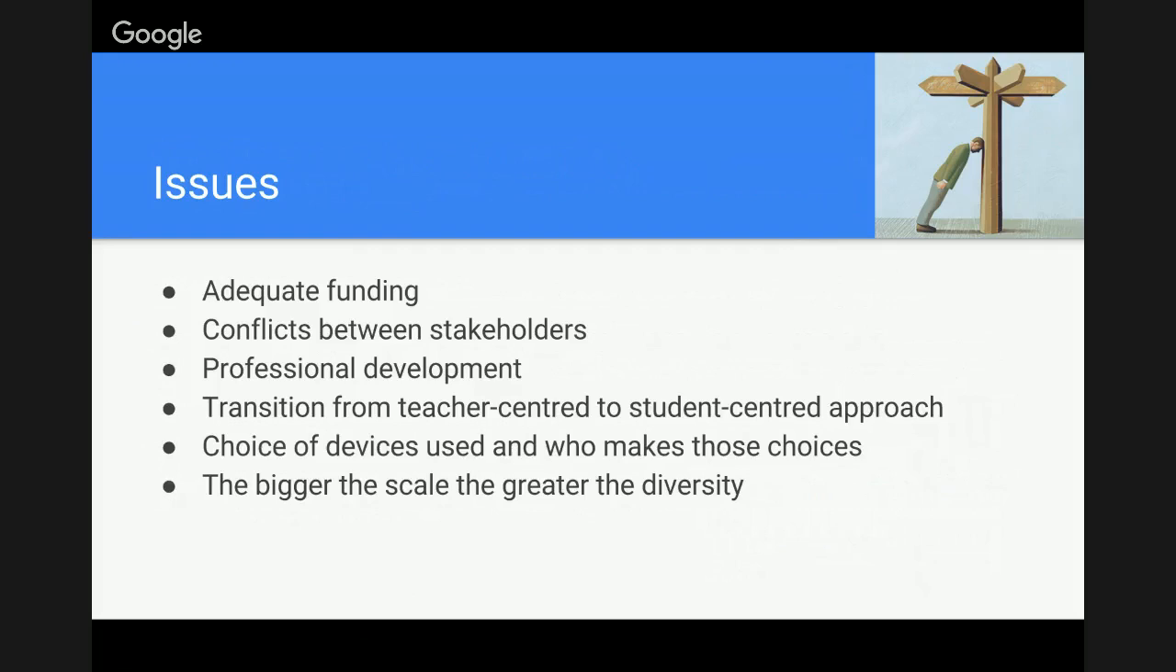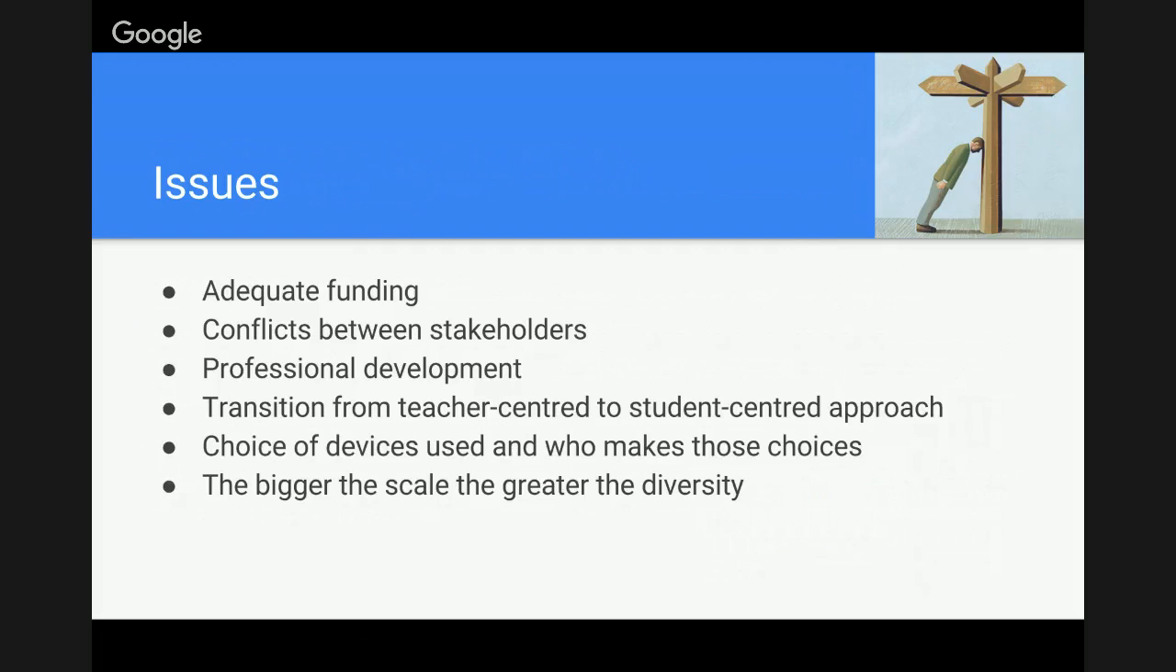Also, conflicts between stakeholders. In a study conducted by Ning and Nicholas in 2013, researchers found that the greatest barrier to sustainability of the program was conflicts between the leadership and the teaching staff. In this particular case, the principal and program coordinator, and the principal and the teachers. This was especially evident with teachers who were placed in the mobile technology implementation program as opposed to volunteering.